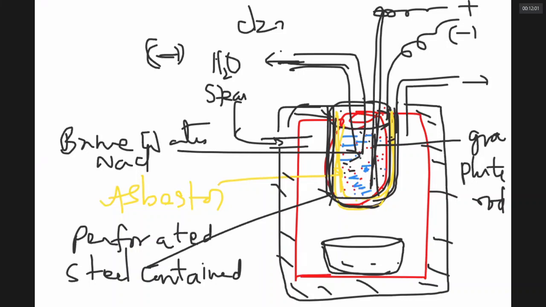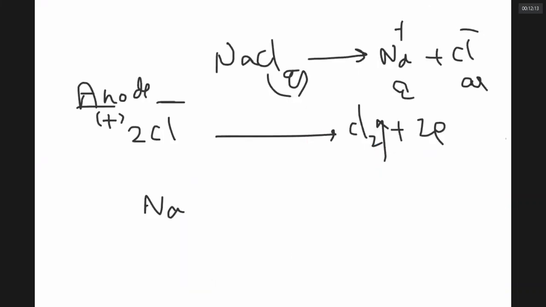Now, this asbestos is inside and the steel container is having holes. What happens is when you are passing current, the Na plus ions penetrate the asbestos and go to cathode. The Na plus ions want to take electrons, but they cannot take.